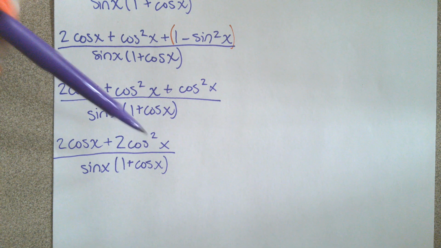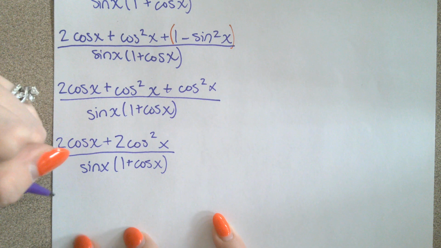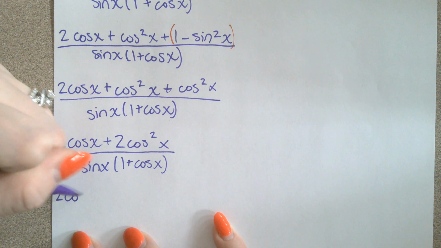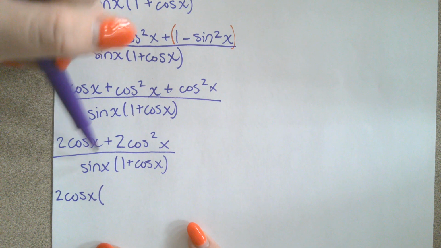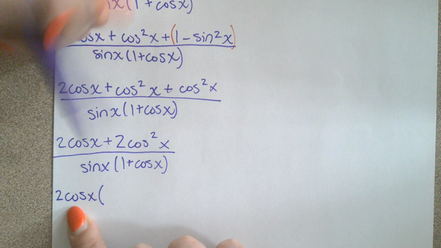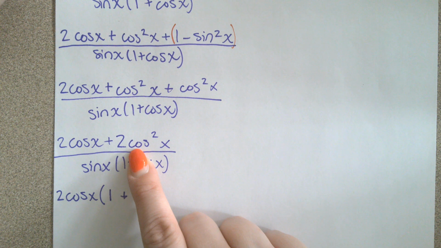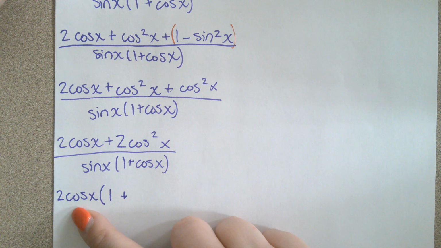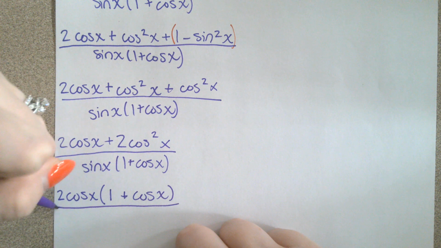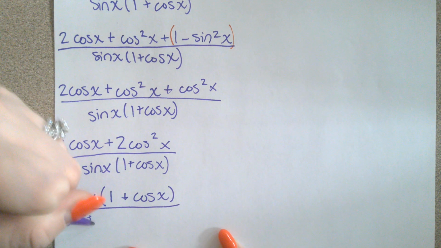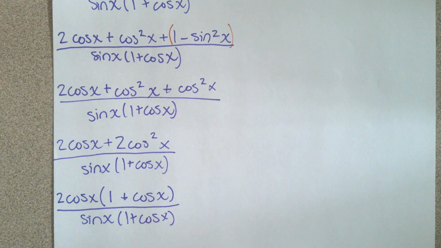Looking at your terms on the top, they both have a 2 and a cosine, so that's my GCF. 2 cosine of x, I'm going to take that out. For the first term, when we divide 2 cosine of x by itself, that leaves 1. Plus 2 cosine squared divided by 2 cosine is just a cosine, over sine of x, 1 plus cosine of x.